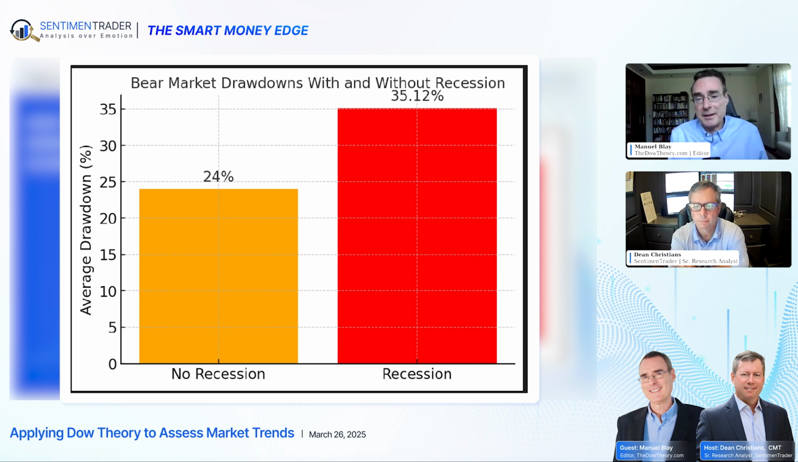We also see the red column that shows that bear markets, when there is a recession, have a plunge of 35%. Of course, when there is a recession, bear markets are more harmful to your portfolio. But that doesn't mean that in the absence of a recession, you don't have to protect yourself.